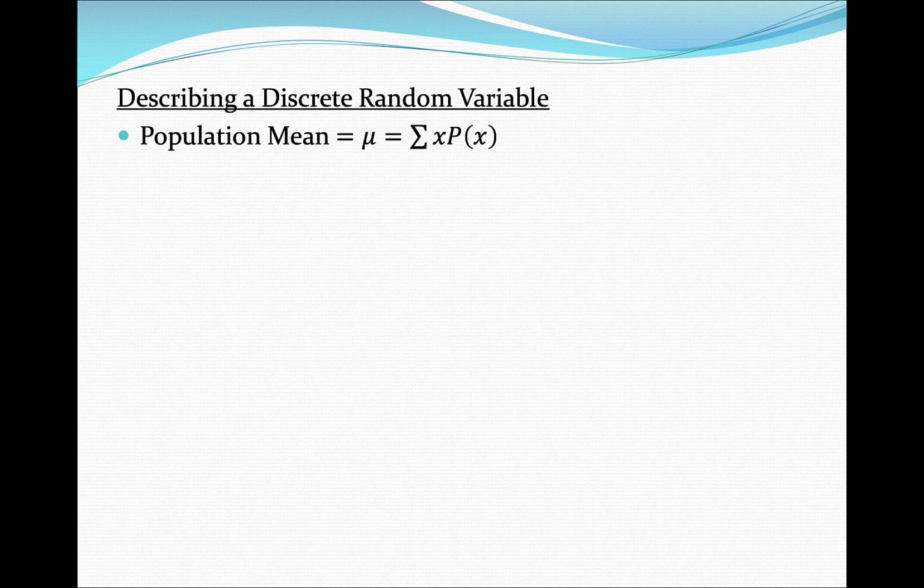So the population mean formula you can see there. This is not a hard thing to calculate with a discrete distribution. All you have to do is take the sum of your X times your P of X values, and that will give you your population mean.